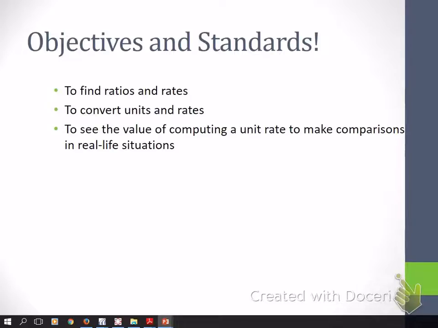Okay? So, like I said, the objective here is we're going to talk about ratios and rates, but we're basically converting units. And then we're going to use that idea of converting to make sure that in a real life situation we're comparing the same units, so we can compare apples to apples and see what's going on there.